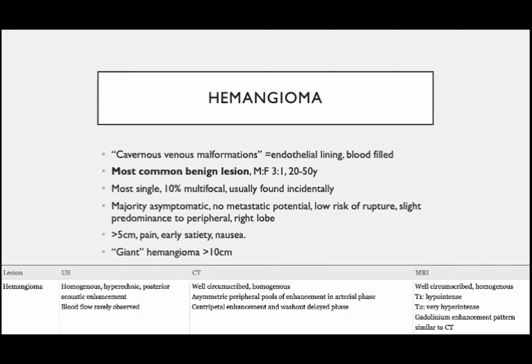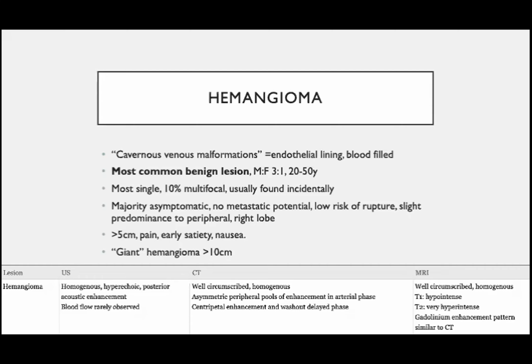hypodense lesions with non-contrast. And on MRI, hemangiomas are well demarcated homogeneous lesions that are hypointense on T1 and markedly hyperintense on T2. And after contrast injections, you can see asymmetric peripheral pools of enhancement during the arterial phase, followed by progressive central pedal enhancement and washout on delayed phase. And that's pathognomonic, and that's kind of what they go for. So it's central pedal enhancement and washout on the delayed phase.